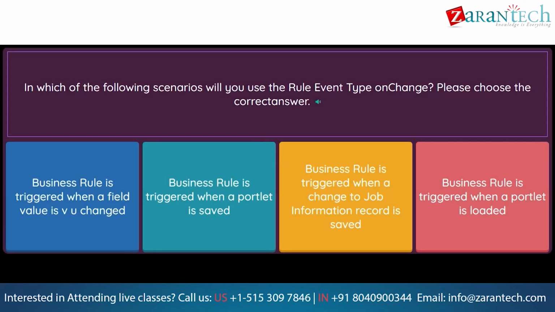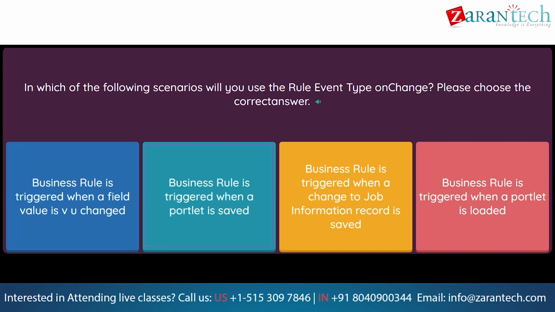Question: in which of the following scenarios will you use the rule event type on change? Please choose the correct answer. Option 1 business rule is triggered when a field value is changed. Option 2 business rule is triggered when a portlet is saved. Option 3 business rule is triggered when a change to job information record is saved. Option 4 business rule is triggered when a portlet is loaded.